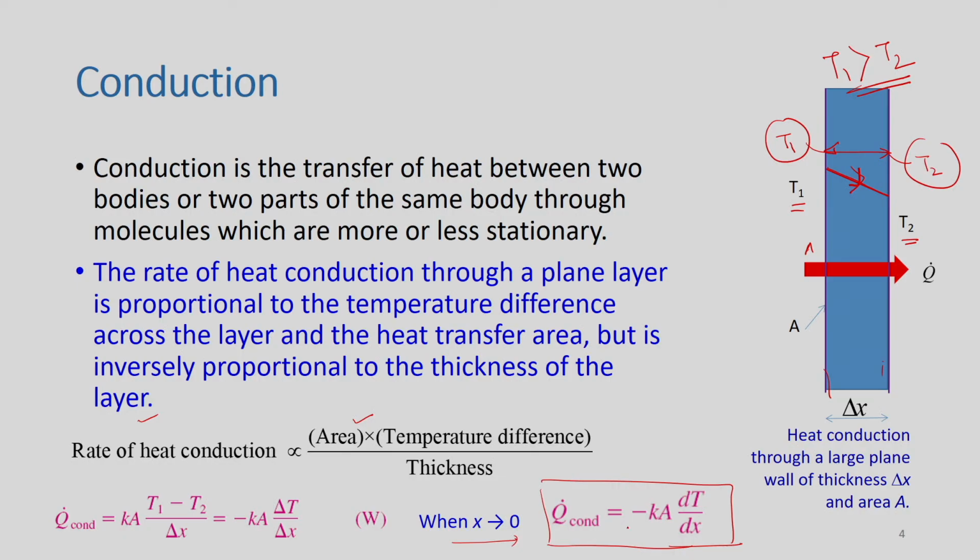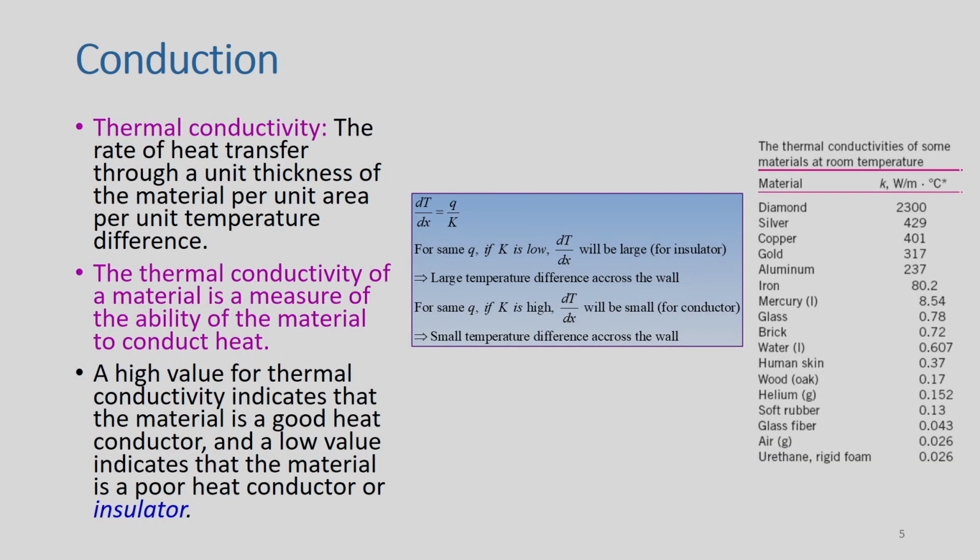Okay. So, why this negative sign? Because heat always flows from high temperature to lower temperature, right? And then this gradient is always negative. Because of that, we will have a negative sign here. So, here K is the proportionality constant called thermal conductivity. Okay. So, what is thermal conductivity? Thermal conductivity is defined as the rate of heat transfer through a unit thickness of the material per unit area per unit temperature difference.